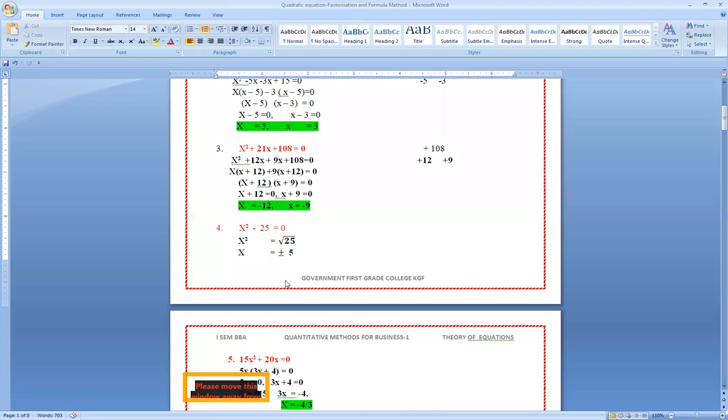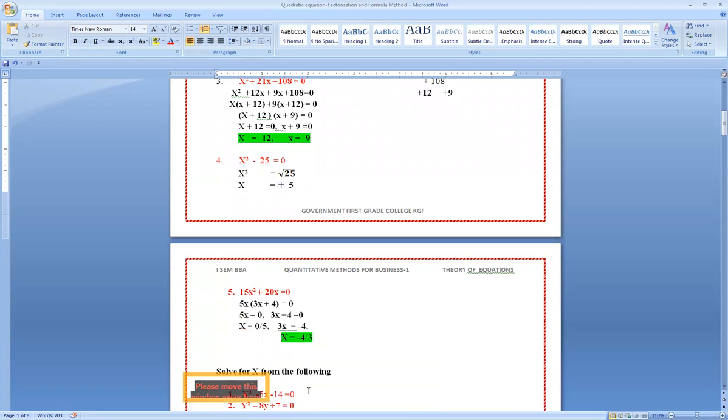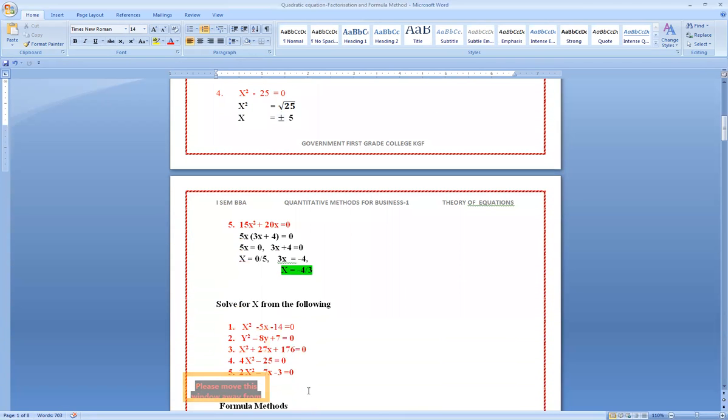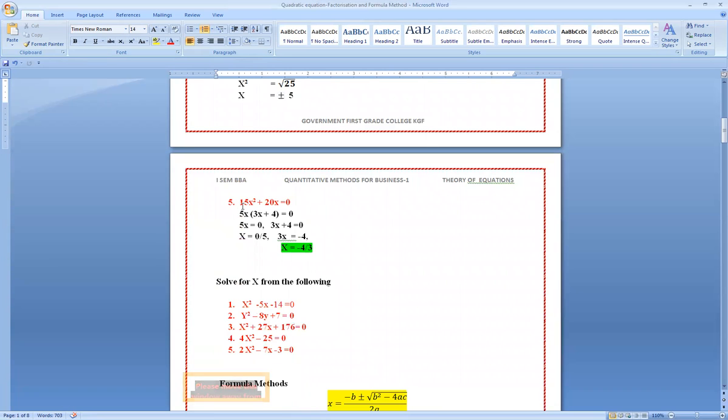Therefore, x is nothing but plus or minus 5. So this is how to calculate. The next question, the fifth one, is 15x square plus 20x equals 0.